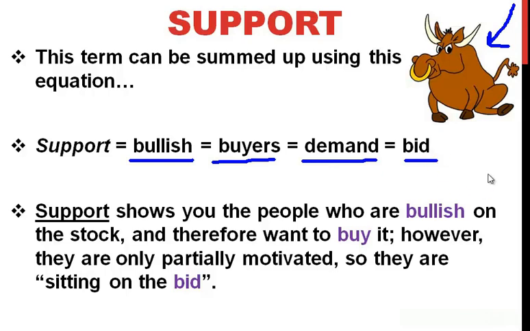Support shows you the people who are bullish on the stock and therefore want to buy it. However, they are only partially motivated, so they are sitting on the bid. This statement should make total sense to you right now, as we've talked about the difference between just being interested, being partially motivated, and being super motivated, where you're willing to pay whatever. So the support is showing us where the psychological feeling for the stock is, where people are bullish.